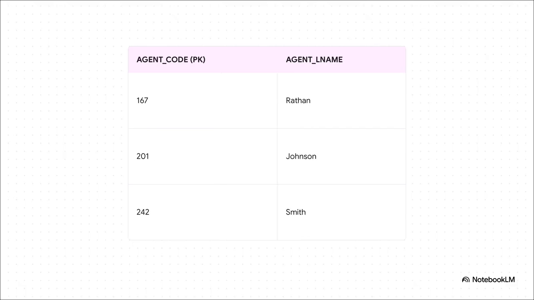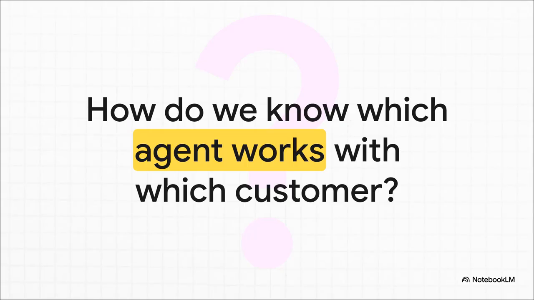And here's where that pointer takes us, to the agent table. Each sales agent has their own unique agent code, which is the primary key for this table. So now we've got two totally separate tables, one for customers, one for agents, but they're linked by that shared agent code. So the big question is, how do we actually use that link? How do we get a nice, clean list that shows us which agent works with which customer? The answer is a super powerful operation called a join.